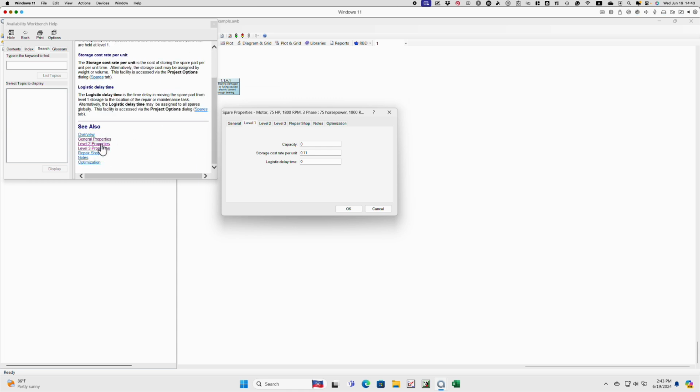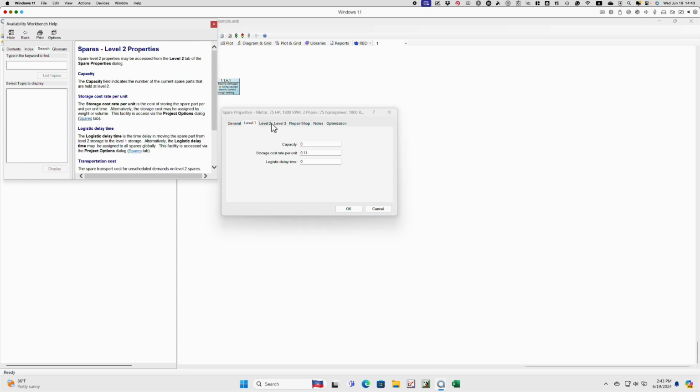Now we'll go look at level 2 properties. Level 2 is a little bit different. Again, we're going to put a 0 in there for now so that we're starting out with nothing for spares. And we're going to run the model with no maintenance turned on and nothing in spare parts so that we can start doing some comparisons in a little bit. We get a little discount on our storage rate because we're sharing this storage with somebody else.